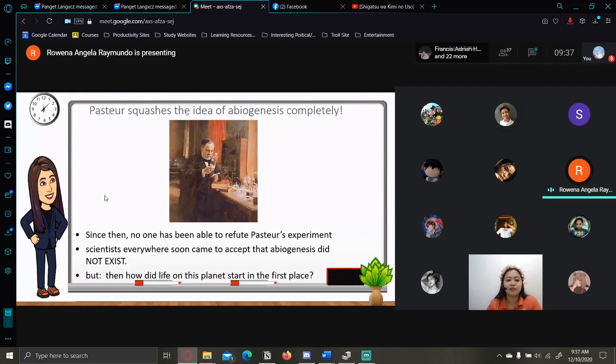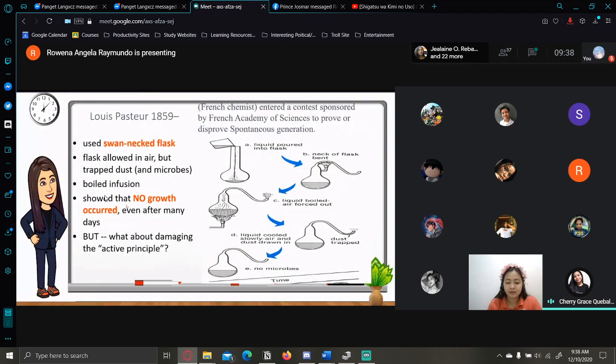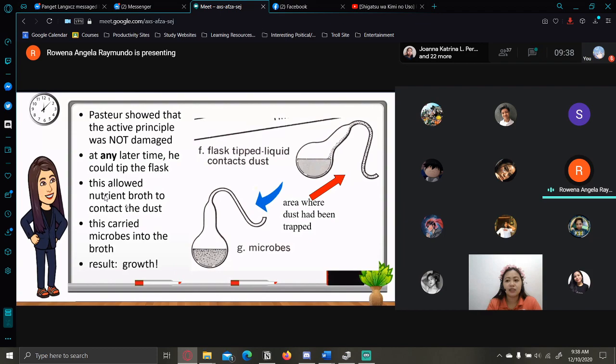Wala namang may question? Miss, ako po. Yes po. Ano pong pagkakaiba nun sa nakadiretsong swan flask doon sa pagka-tilt nung tinilt na po ni Pasteur, paano po nakapasok yung microorganism dun? Possible kasi na ang microorganism hanggang dun lang sa pinakadulo nung flask niya. Okay, dahil nandun sa dulo, nung itinilt niya, nag-move ng konti yung liquid.